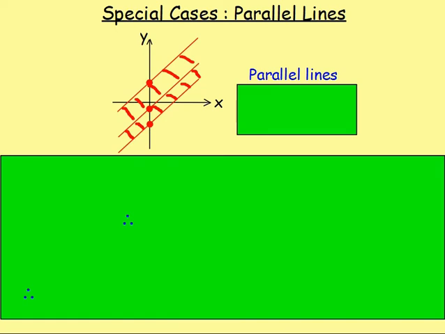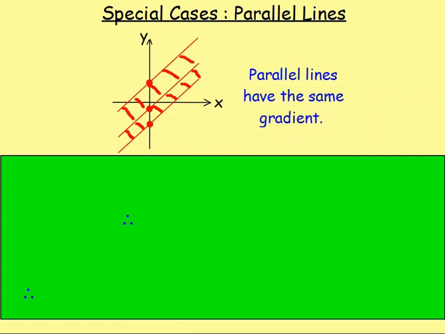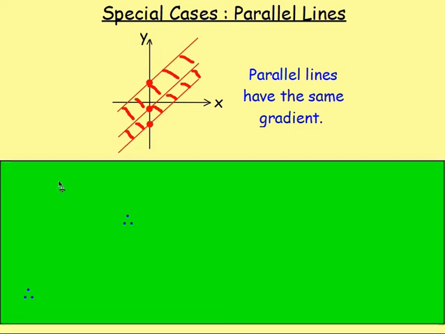What could you say then about parallel lines if you think about the gradient? What could you say about the gradient of each of those lines? Remember, the gradient is a measure of the steepness. Yeah, you can say it's the exact same steepness for each one. And because it's the same steepness, it means they're going to have the exact same gradient. So something about parallel lines is that they have the exact same gradient. Let's look at this example.